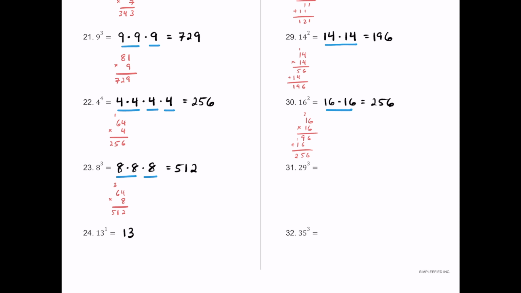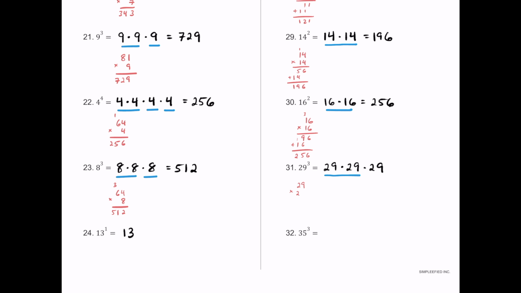For number 31, we have 29 to the third power, or 29 cubed. This is 29 times 29 times 29. So I think we're going to get some bigger numbers here. I definitely don't know these off the top of my head. So 29 times 29, I'm going to have to go ahead and do that here. I'm going to use the side for some space as well, I think. Let's see, actually, I think I can do it right here.